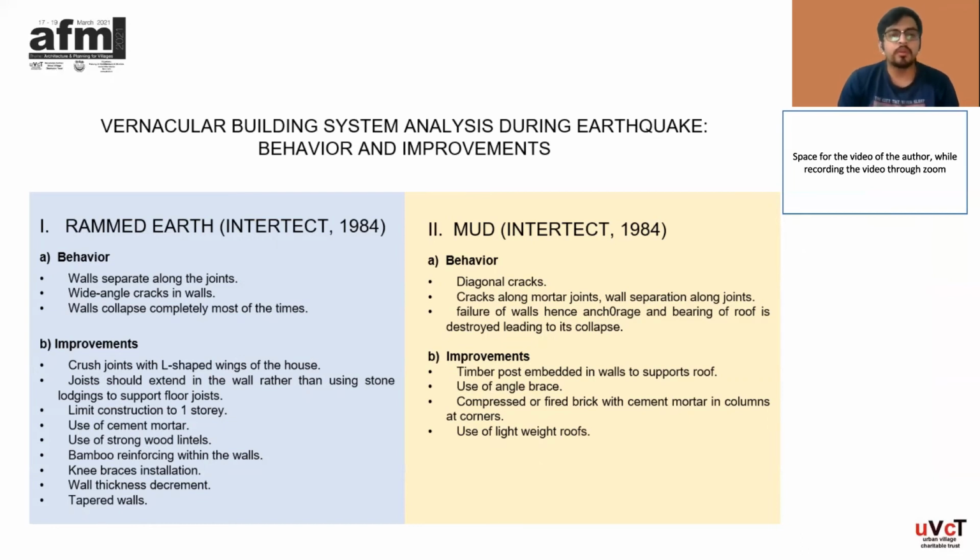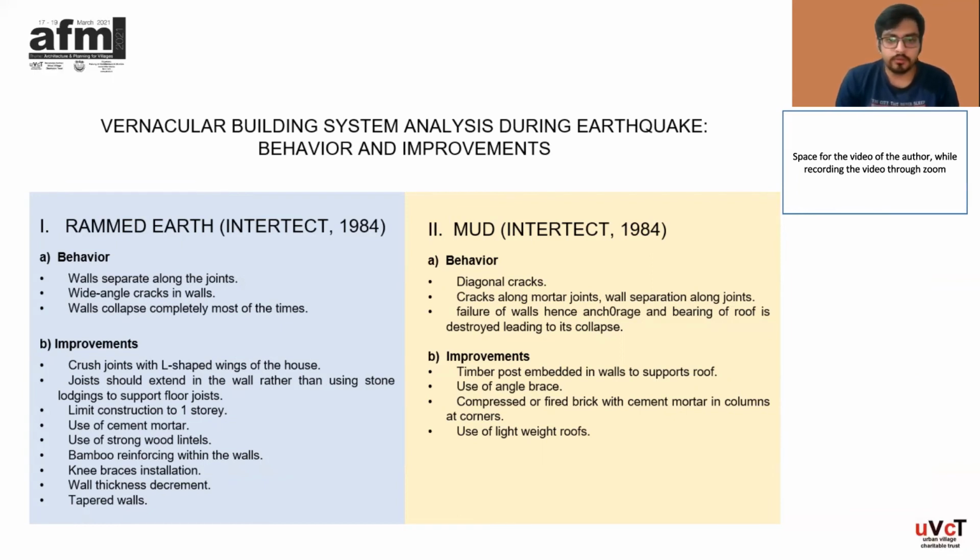Number three, limit construction to one story. Use of cement mortar, use of strong wood lintels, bamboo reinforcing within the walls, knee braces installation, wall thickness decrement, and tapered walls. Let's talk about mud behavior during an earthquake. Diagonal cracks form on the walls, cracks along mortar joints, or separation along the joints. Failures of walls mean the anchorage and bearing of the roof is destroyed, leading to its collapse.